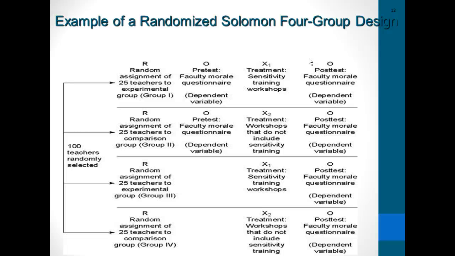But if you take a look at this, this can be much harder to do because you really need to have a large sample, right? So you wouldn't want to only have, let's say, 24 teachers and have 6 in each of these groups. That's not a large enough sample. So this does well to control for everything, but it's difficult because you need to have a large sample in order to use a design like this.